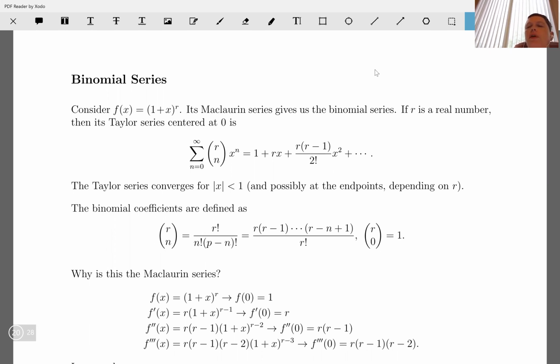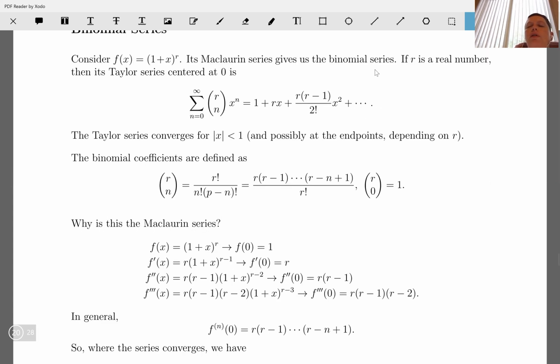So if r is a real number, the Taylor series centered at 0 we can find by doing what we've been doing, and you get 1 plus r times x plus r times (r minus 1) over 2 factorial x squared plus etc. And the Taylor series converges at the very least for the absolute value of x less than 1, and possibly at the endpoints depending on r. Of course, if r is a positive integer, then we know that this is going to converge for all values of x, not all values of r.